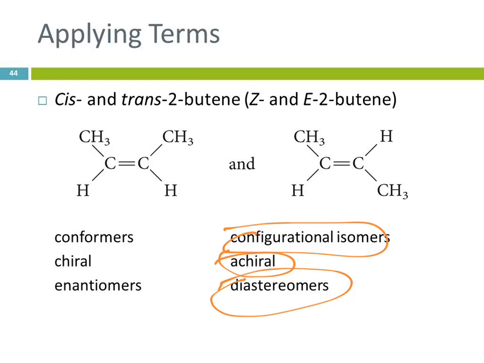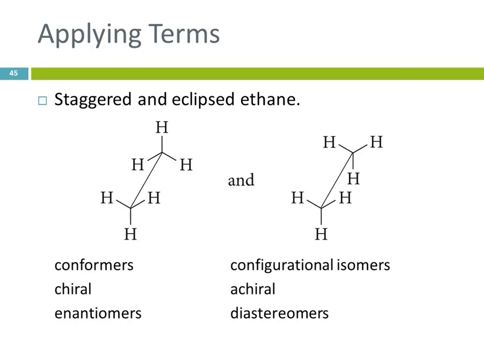Let's do some more examples. This is staggered ethane, and this is eclipsed ethane. Are these conformers or configurational isomers? They're conformers, because we could make this one into that one just by rotating around this single bond, right? So those are conformers. Are these molecules chiral? Are there any chiral carbons? Are there any stereogenic centers, carbons with 4 different groups? No. So these are going to be achiral.